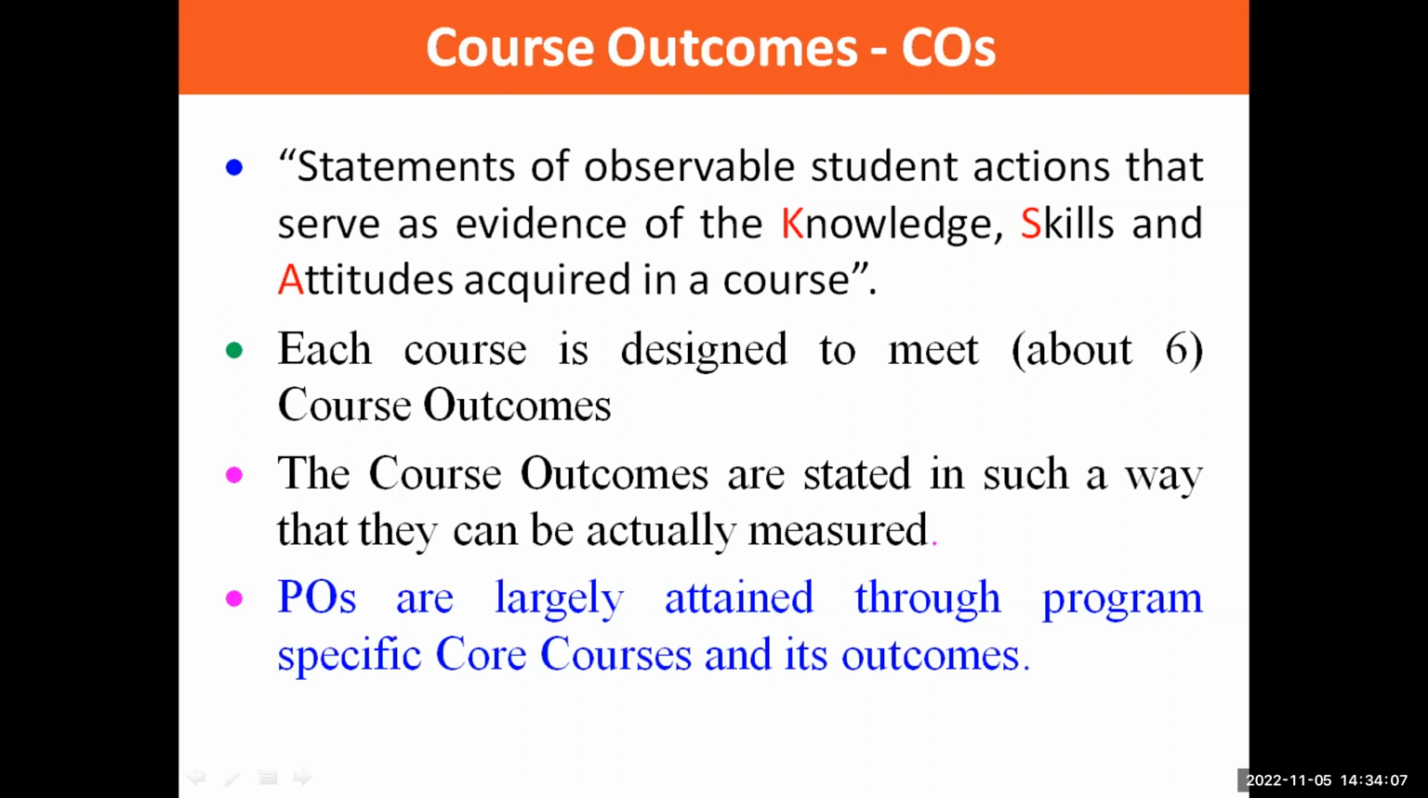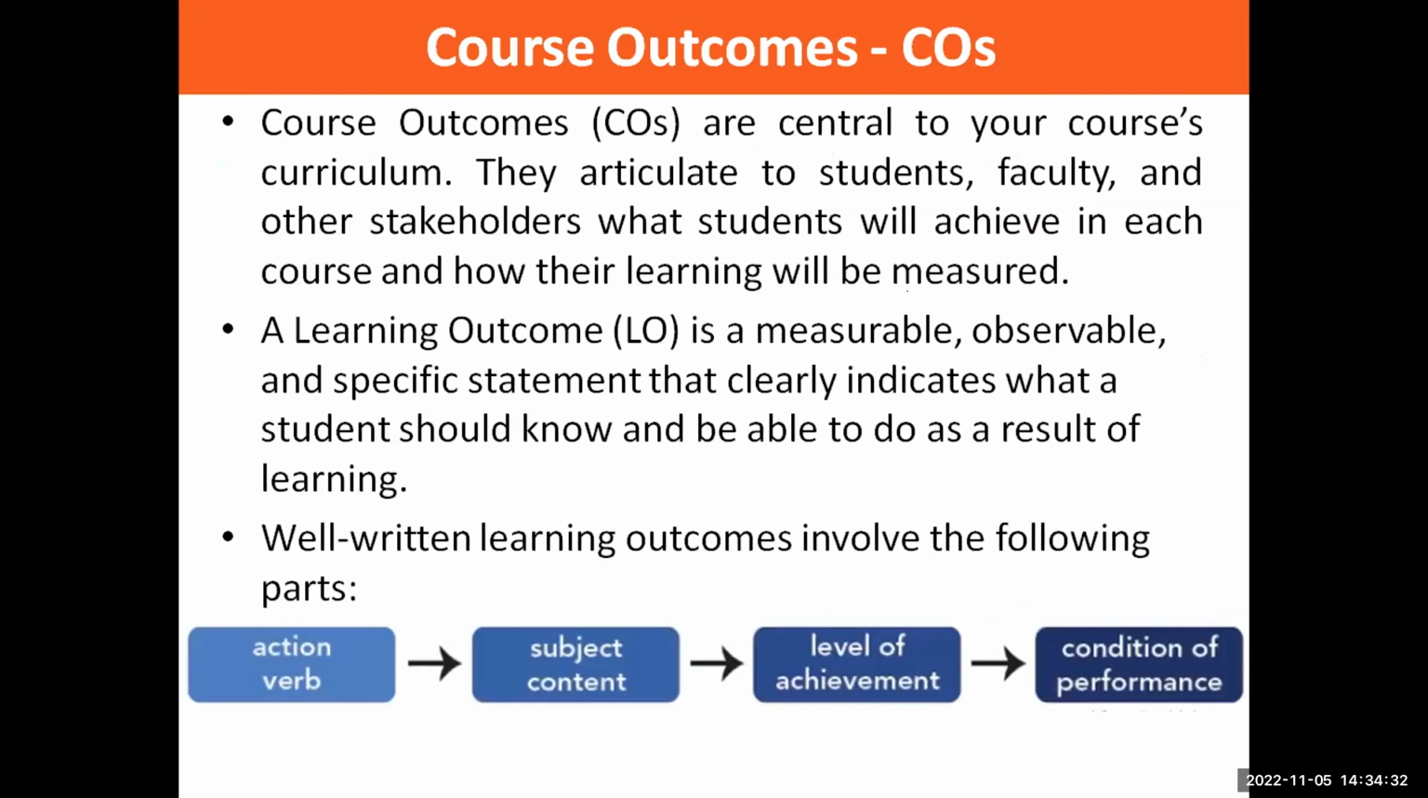The course outcomes are written in such a way that they can be actually measured. As the word SMART itself says, measurable and achievable are very important in the abbreviation of SMART. And POs are largely attained through program specific courses and their outcomes only. So defining course outcomes is a basic building block, I believe. Moving on to how to write down the course outcome.